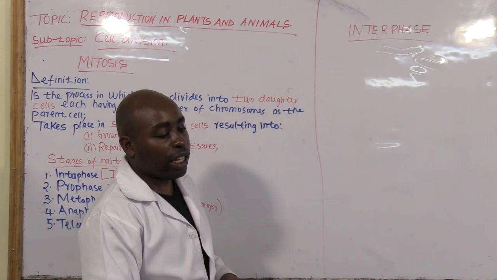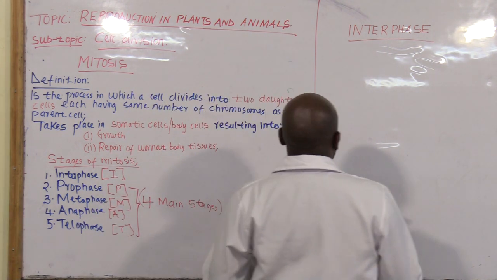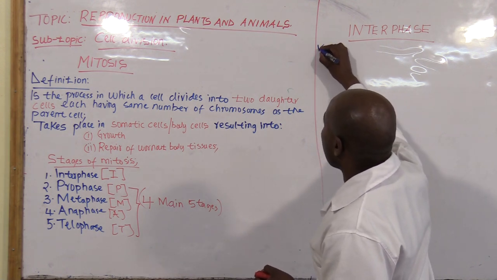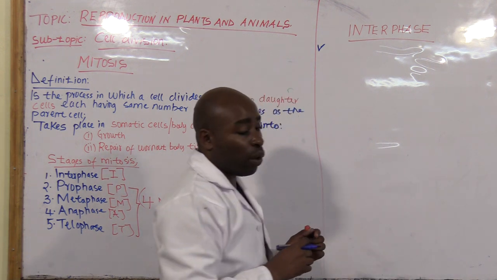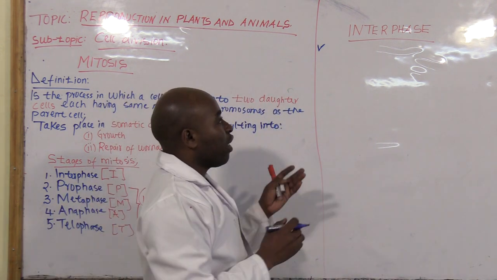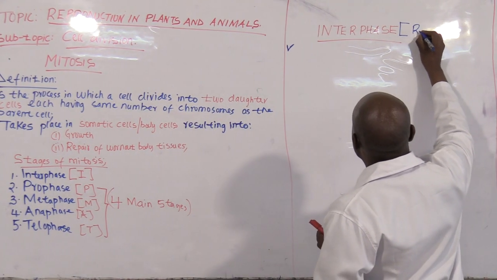Before we look at what happens during interphase, we need to look at how the cell components look during this stage. So number one, this is the resting stage. You can put into brackets, this is the resting stage.